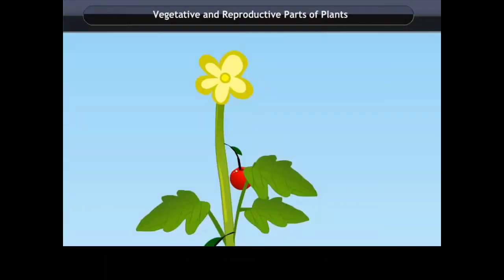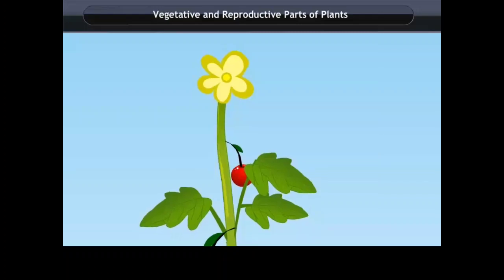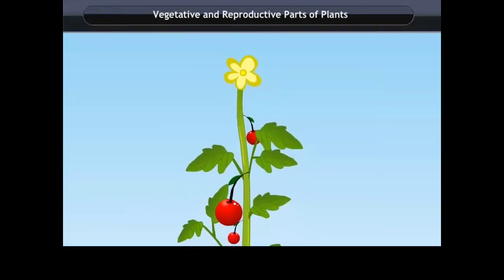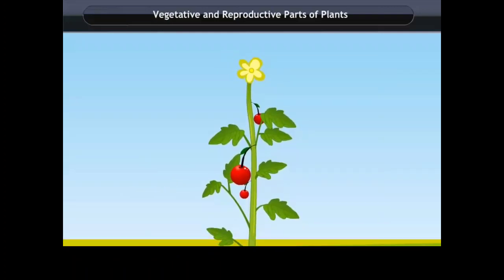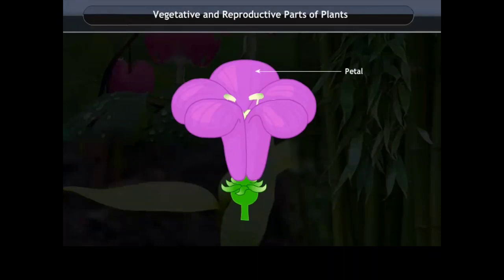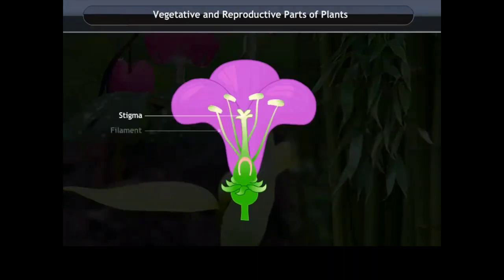Vegetative and reproductive parts of plants. Let us discuss more about reproduction in plants, but first, let us become familiar with the vegetative and reproductive parts of the plants. The stem, roots and leaves are the vegetative parts, while the flowers are the reproductive parts. It is interesting to know that flowers may have male parts or female parts or both.